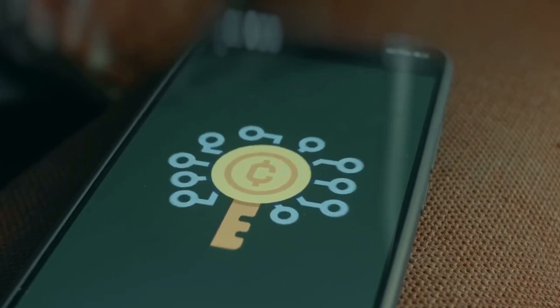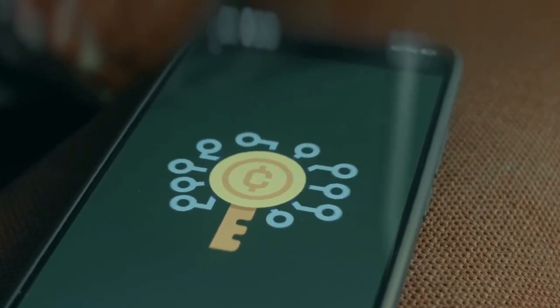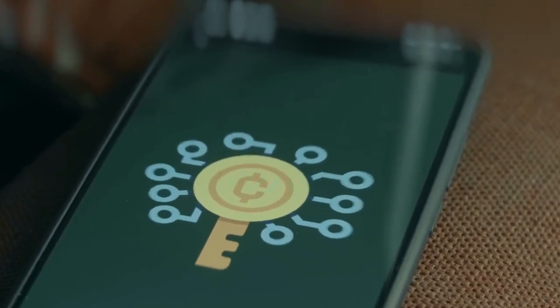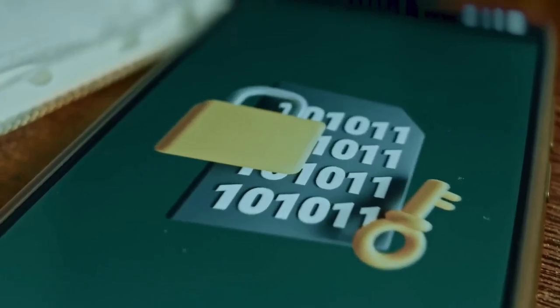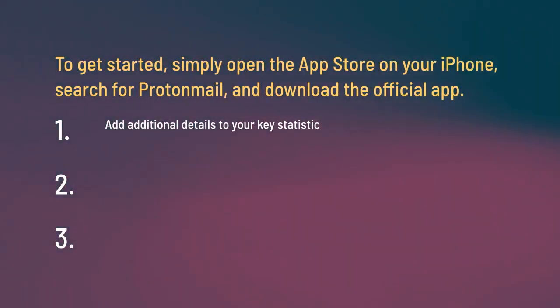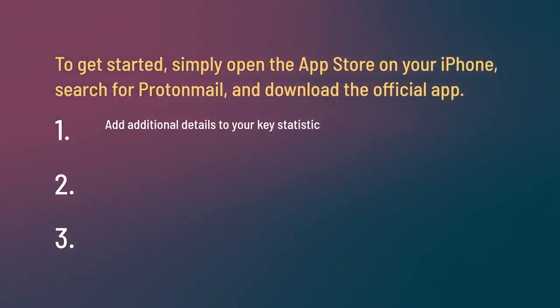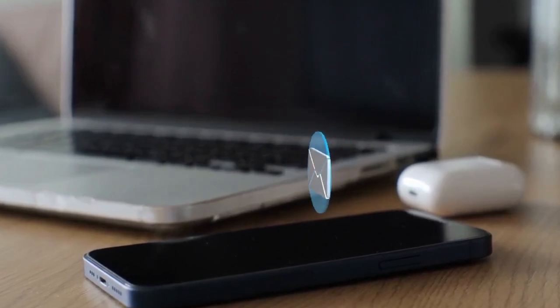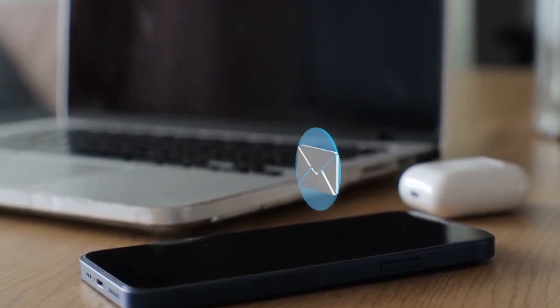This dedicated application is specifically designed to handle ProtonMail's encryption and decryption processes seamlessly on your mobile device, providing the full secure email experience. To get started, simply open the App Store on your iPhone, search for ProtonMail, and download the official app. Once installed, launch the application and log in using your ProtonMail username and password.